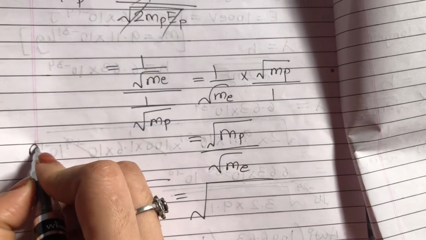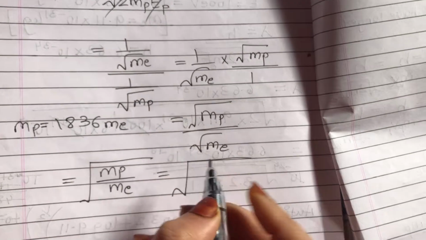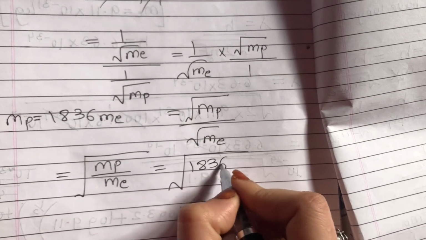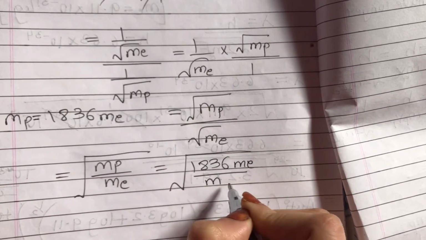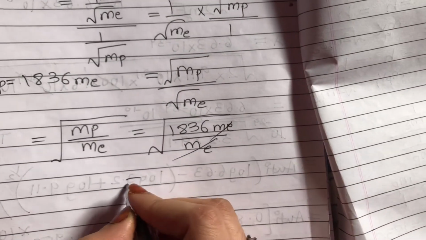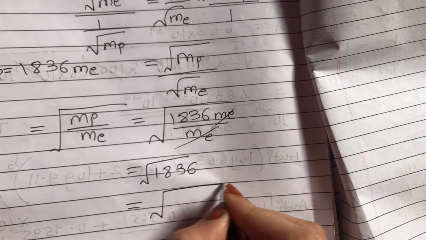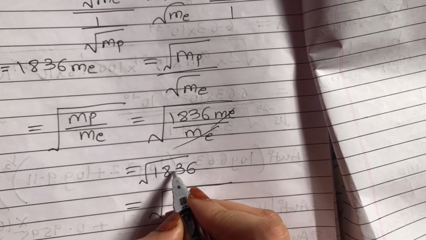So we know that mass of proton is 1836 times mass of electron. So I'll write 1836 mass of electron upon mass of electron. In place of mass of proton, I've substituted this. This gets cancelled. So now I have square root of 1836. If I want to use the square root table, then I'll have to bring the point over here.